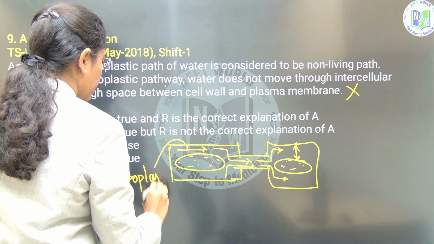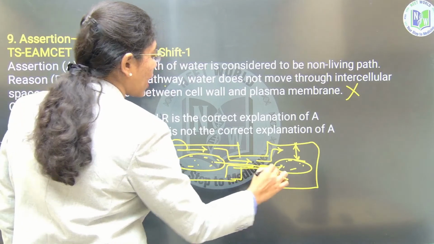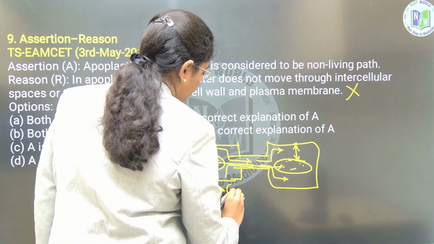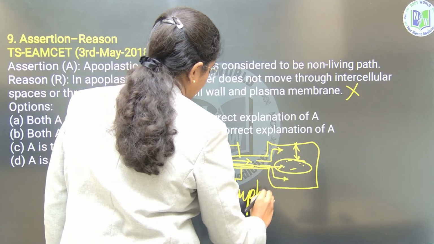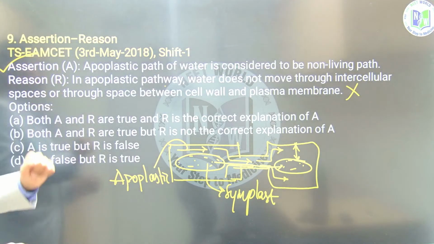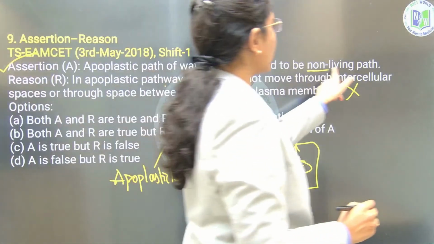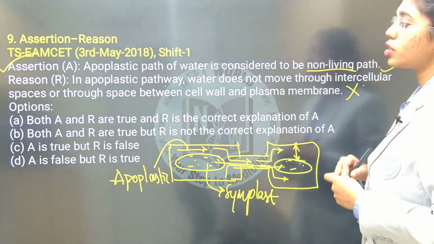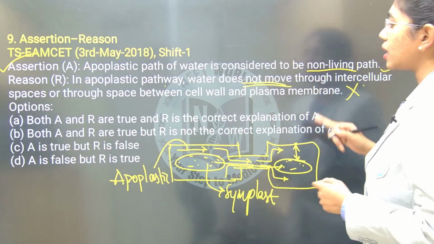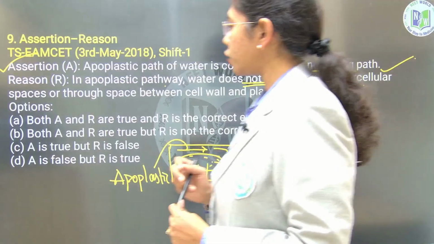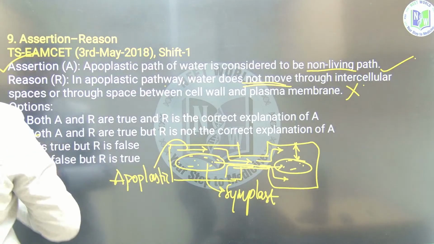Apoplastic pathway. And if it is through intercellular spaces, that is through cytoplasmic streaming, it is in between the intercellular spaces, that is symplastic pathway. Symplastic pathway. Fine, right? Apoplast and symplast. So assertion is true. Apoplastic path of water is considered as non-living path. True. But then in apoplastic pathway, water is moved through the intercellular spaces. Here it is saying in the reason like it does not move through intercellular spaces. So reason will be false, but assertion is true. A is true and R is false. Option C is the right answer.